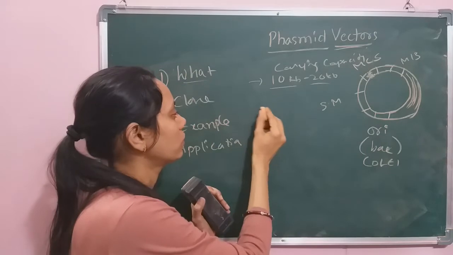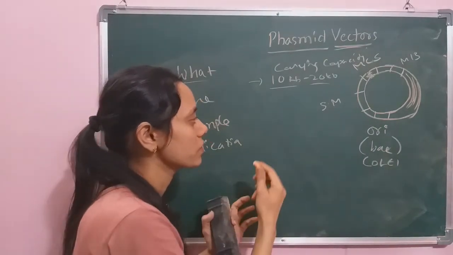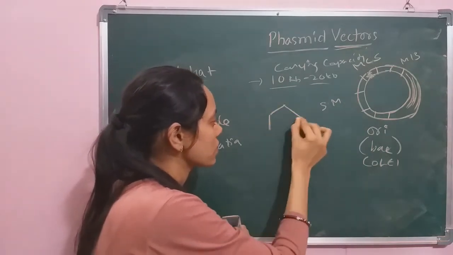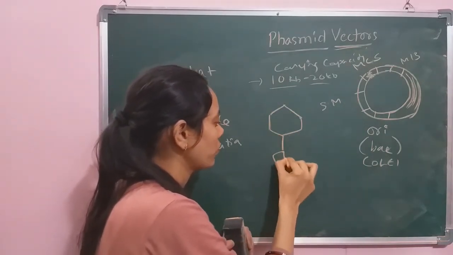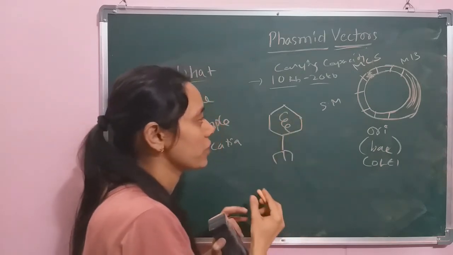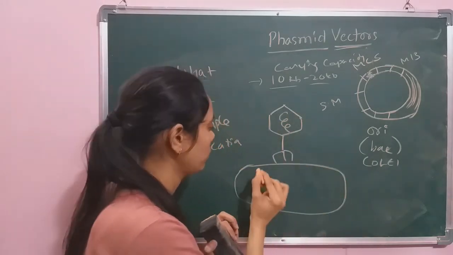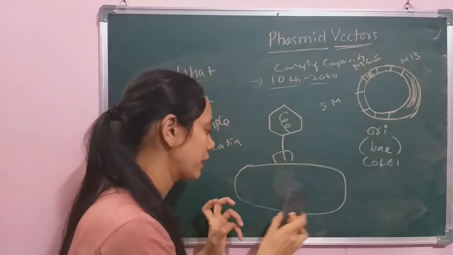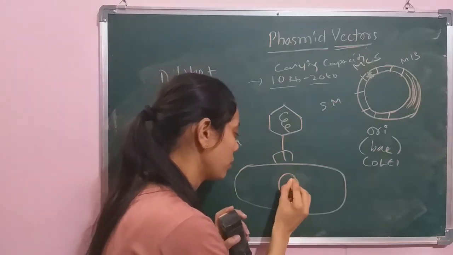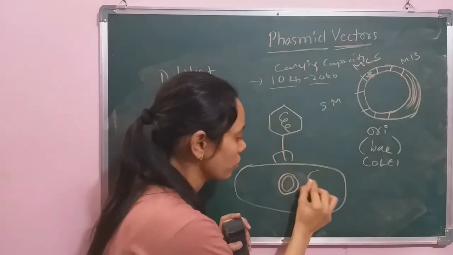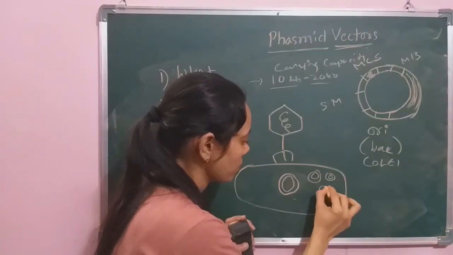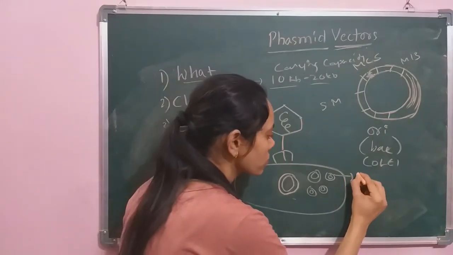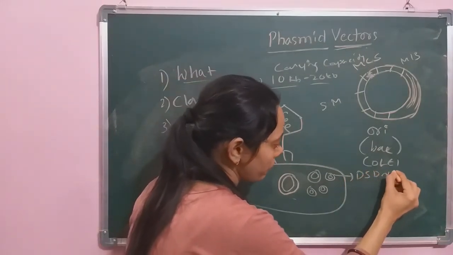And also, as we already discussed, these have two modes of replication. So if we infect the host bacteria with such a virus containing a recombinant phasemid vector, it will insert its DNA, and firstly it will go for the plasmid mode of replication to produce a number of plasmids. They will produce double-stranded DNAs.